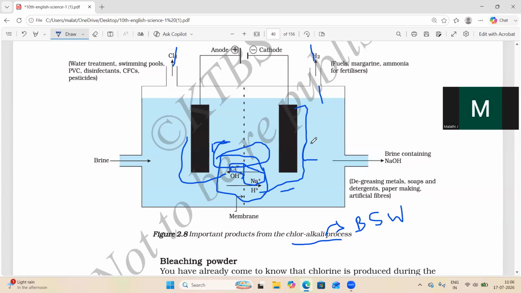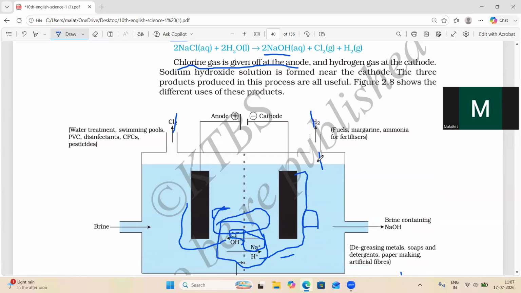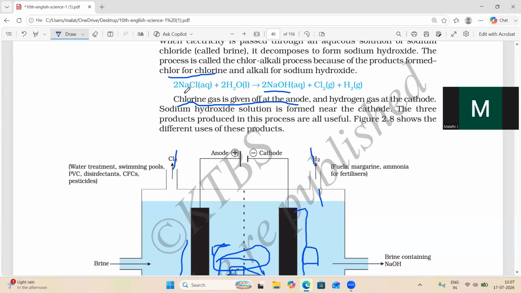So near the cathode you will get NaOH. So this is how NaOH is formed when we use the raw materials sodium chloride and H2O. We get NaCl dissolved in water. When we pass electricity, the process of electrolysis, we will get NaOH, and Cl2 gas and H2 gas will be liberated. That is the chlor-alkali process.